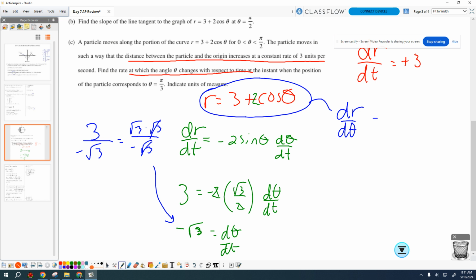But dR d theta, if I did the derivative like normal, that's not going away, though. Derivative of 3 goes away, derivative of 2 cosine is -2 sine. I didn't want dR d theta, I wanted dR dt. You can do the unit conversion thing later.